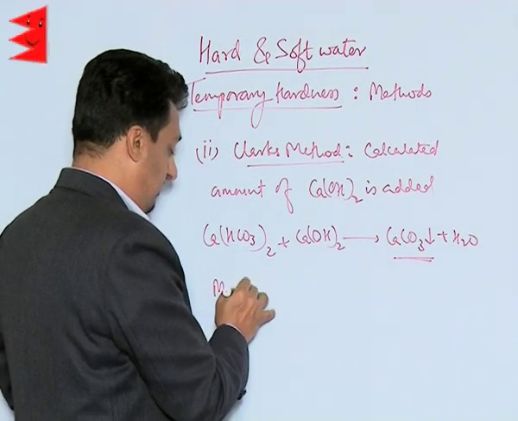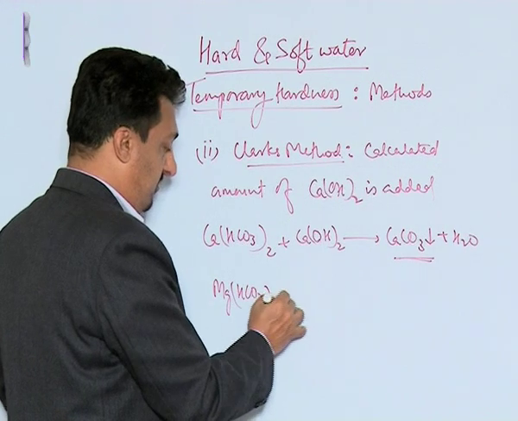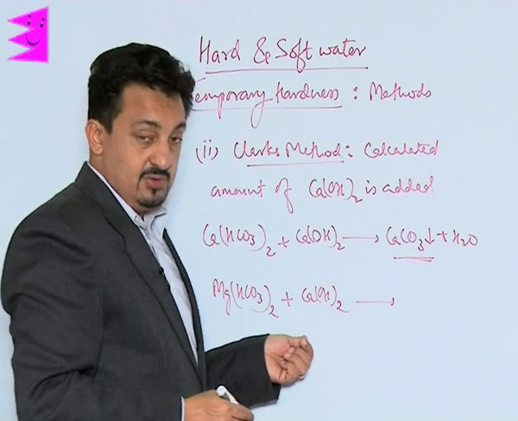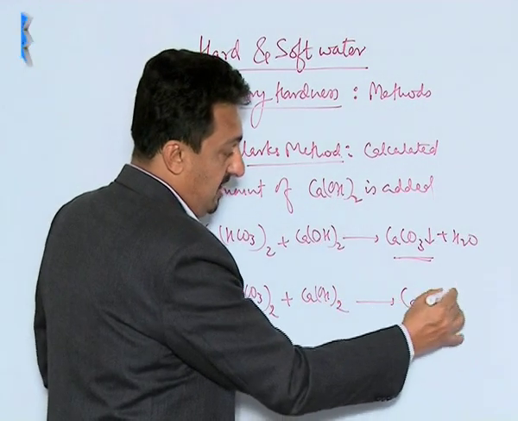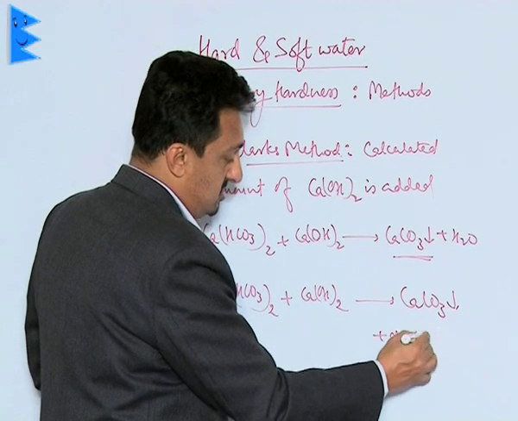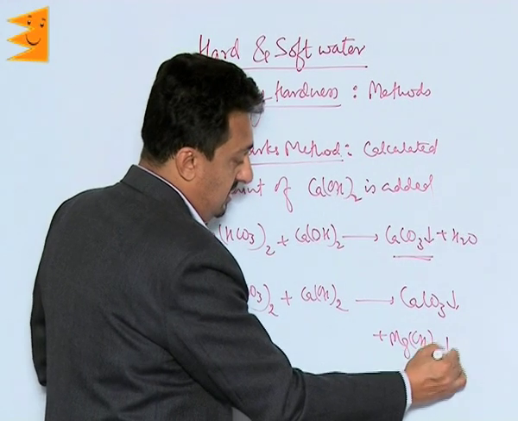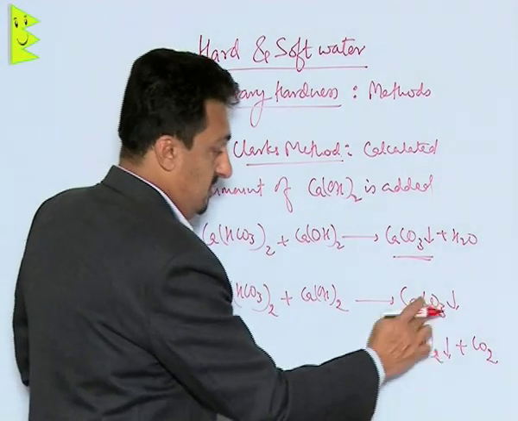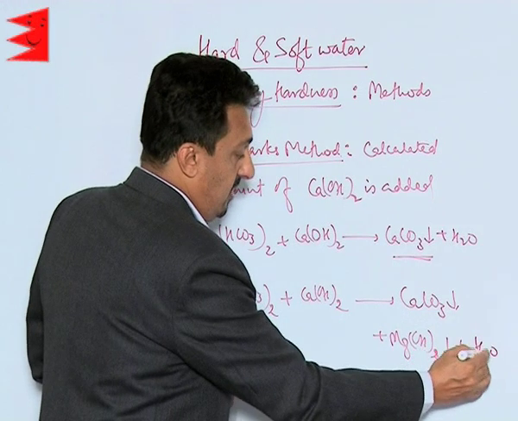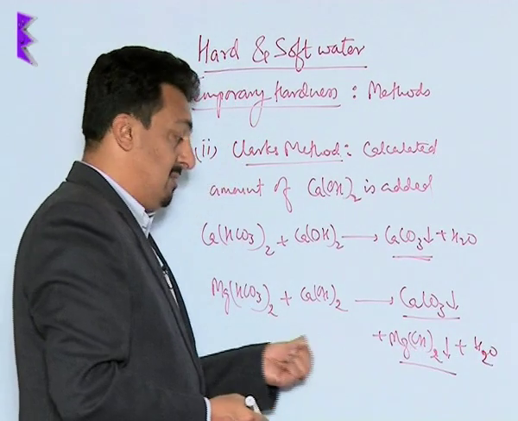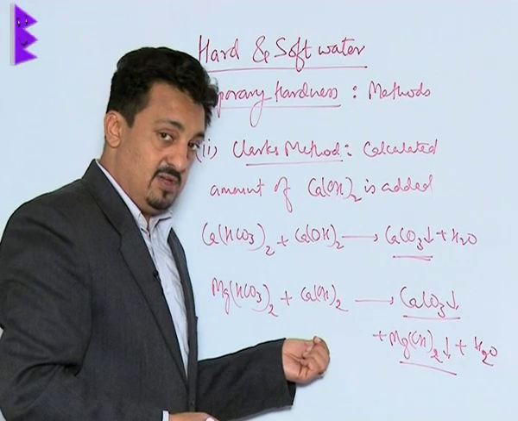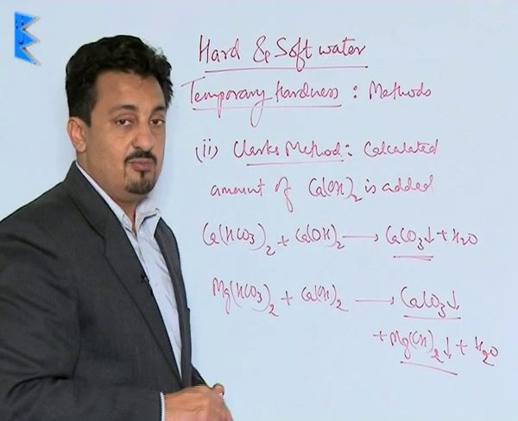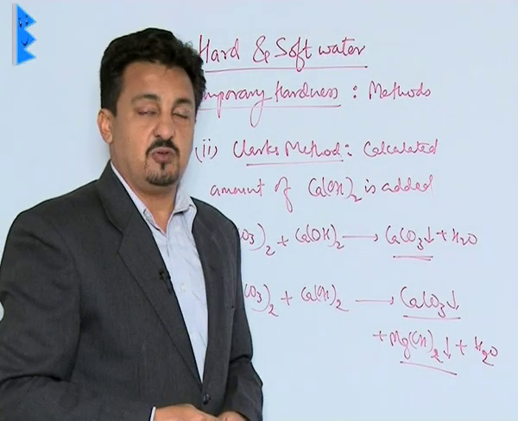And if we have magnesium bicarbonate as the source of hardness of water and we add lime to this, it leads to the formation of calcium carbonate along with magnesium hydroxide, and small amounts of CO2 and H2O. The calcium and magnesium salts are precipitated out as carbonates and hydroxides, and these are easily filtered out in order to convert hard water into soft water.